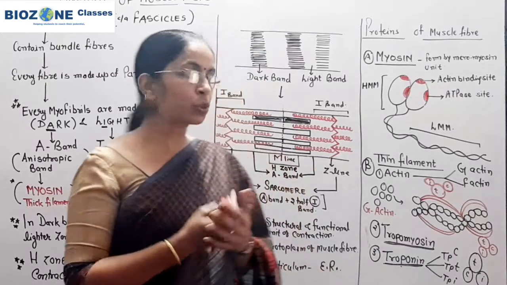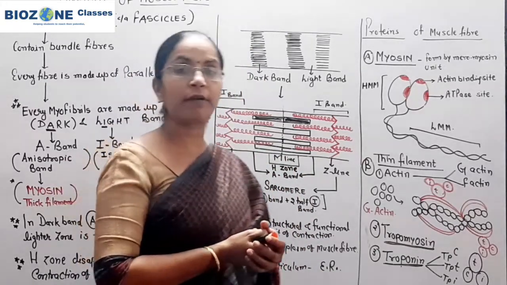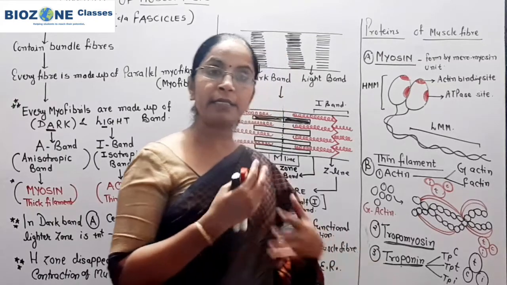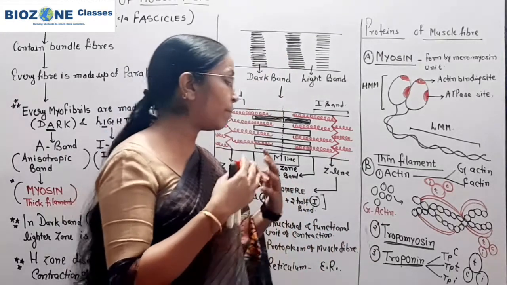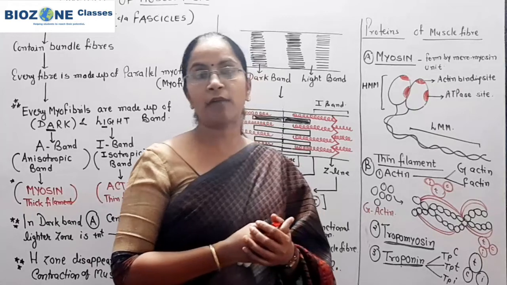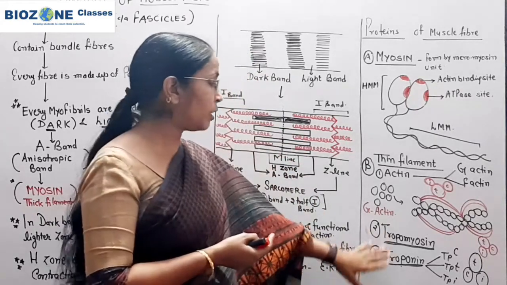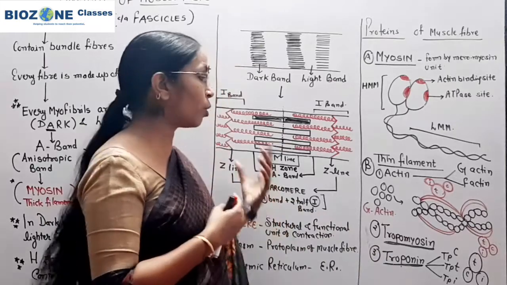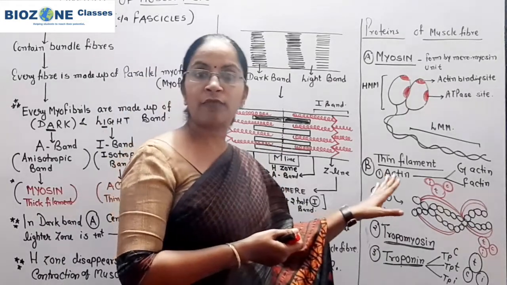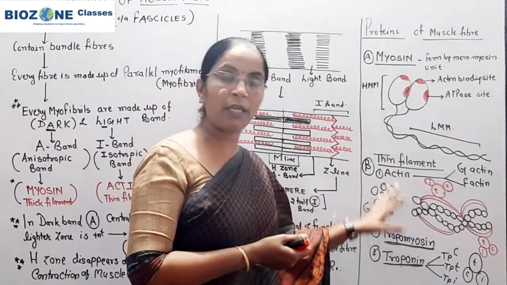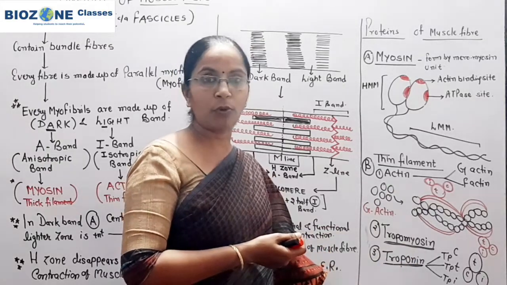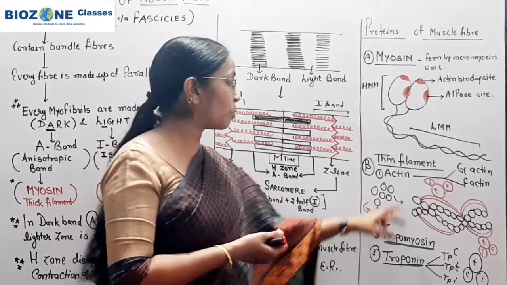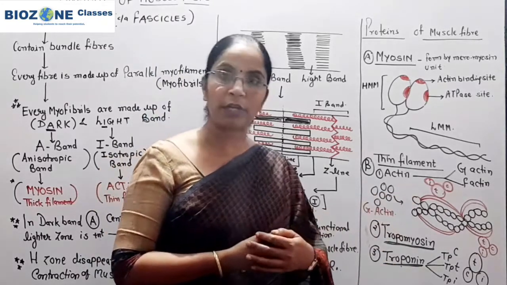So maybe some students whose concept part is weak will find some part skipped or not understandable, because one full lecture is required to understand all these 3 subunits. But for revision and keynote purposes, remember the thin filament is made up of actin, tropomyosin and troponin. Troponin binds to tropomyosin and this tropomyosin is bound with actin.